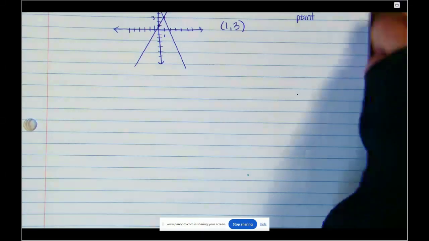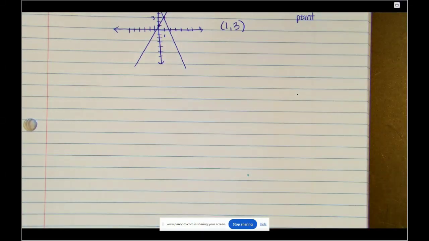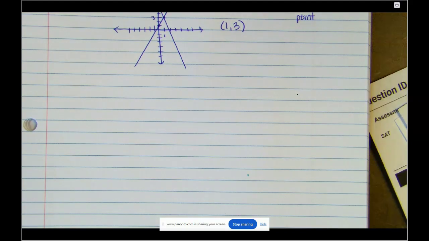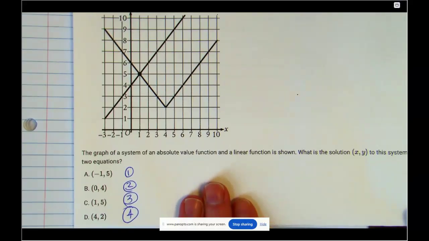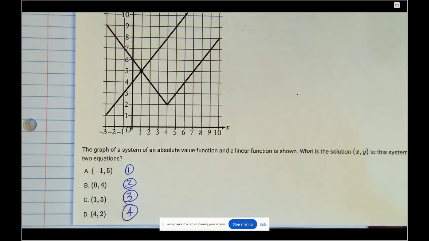Okay, this one I want you to, just a second, we're going to go like this. 1, 2, 3, 4. Once you figure out what the solution is, A, B, C, or D, I want you to hold up 1, 2, 3, or 4 fingers. Show me with your fingers what you got.